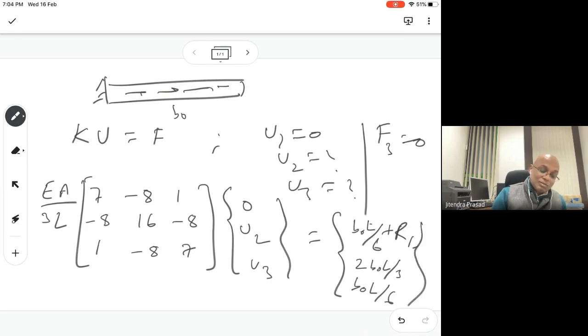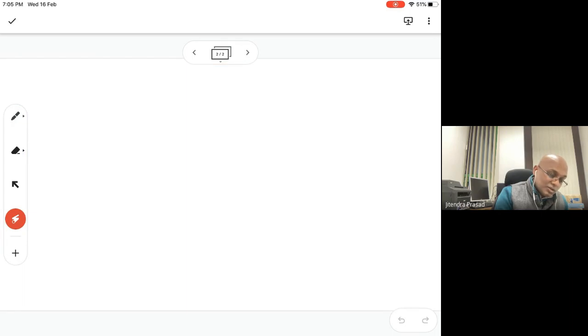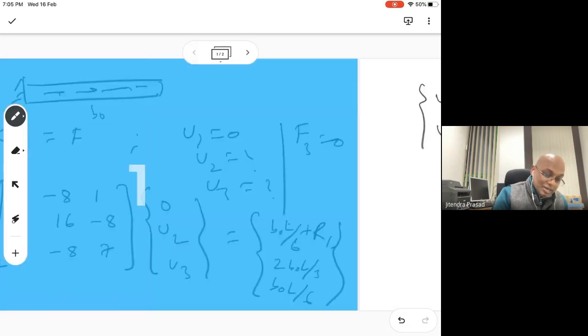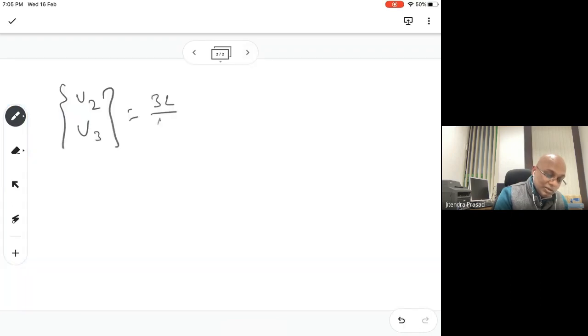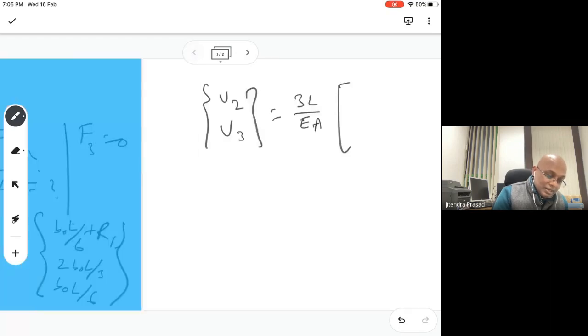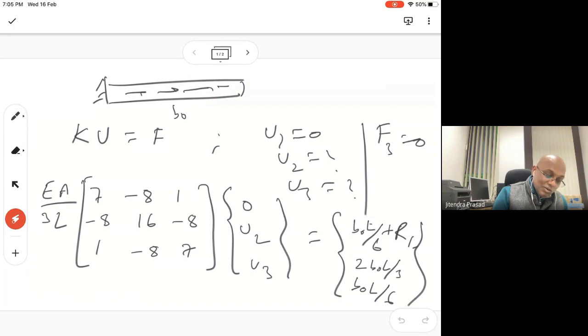And now we are going to solve, right? You can find out from this one, we invert it. So the equation becomes U2, U3 is equal to 3L over EA, and then we are going to invert this one, right? We write this multiplied by this. So we have 7, 16, 8, 8.